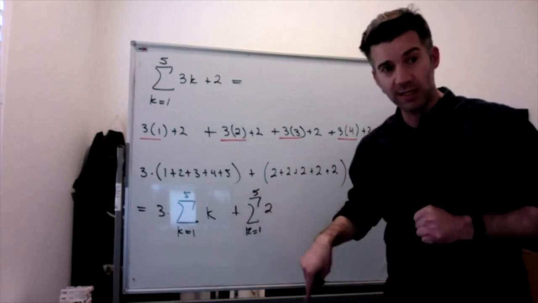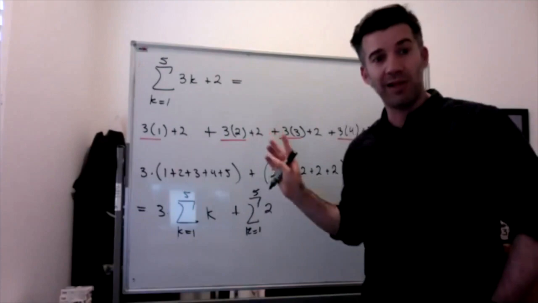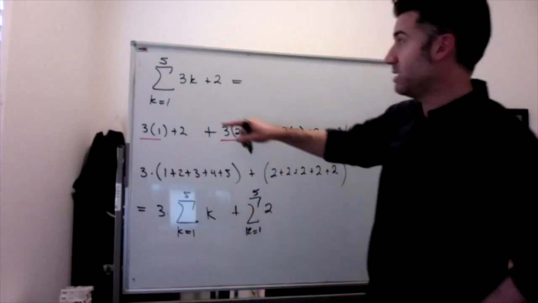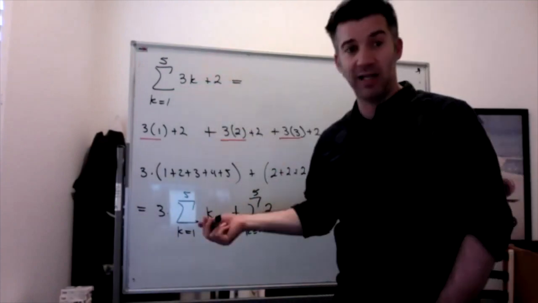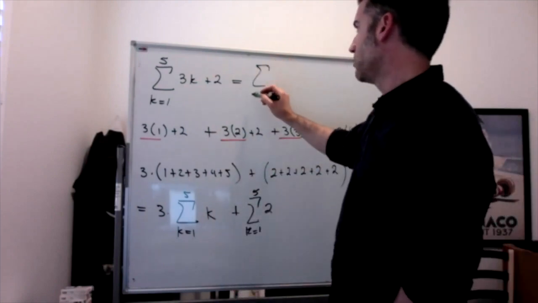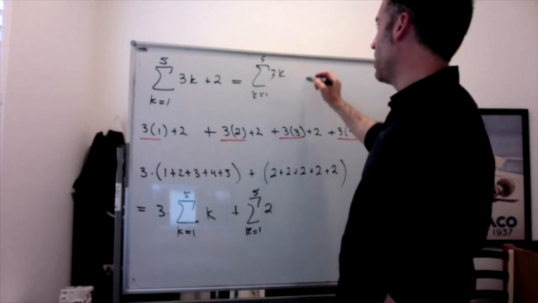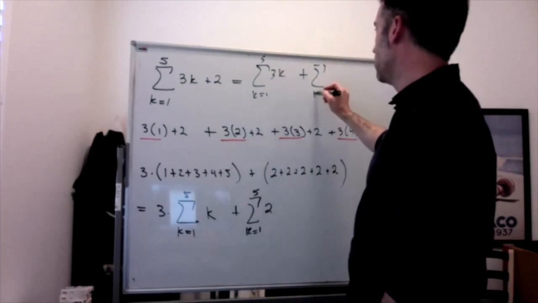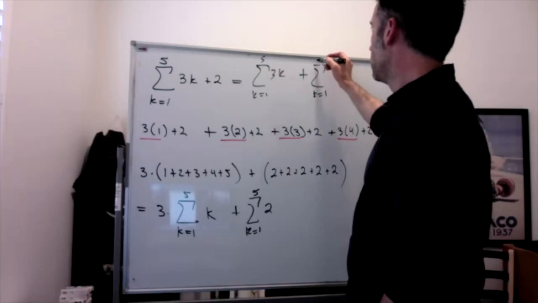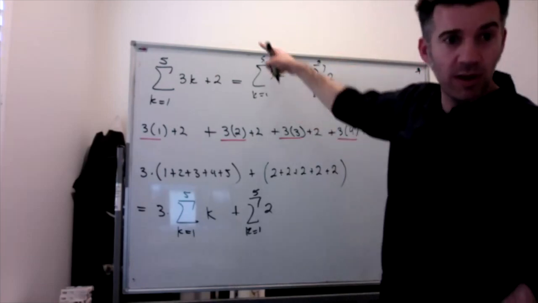But the point of this is that you can break up a summation and pull out constant multiples. When I see the sum of things added or subtracted together, I can write that as the sum of 3k plus the sum of 2. And I'm also going to pull this constant multiple out in front.